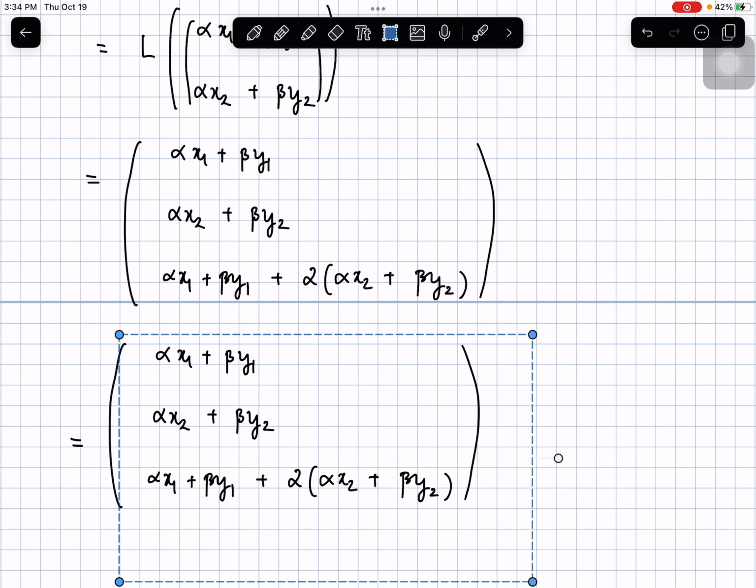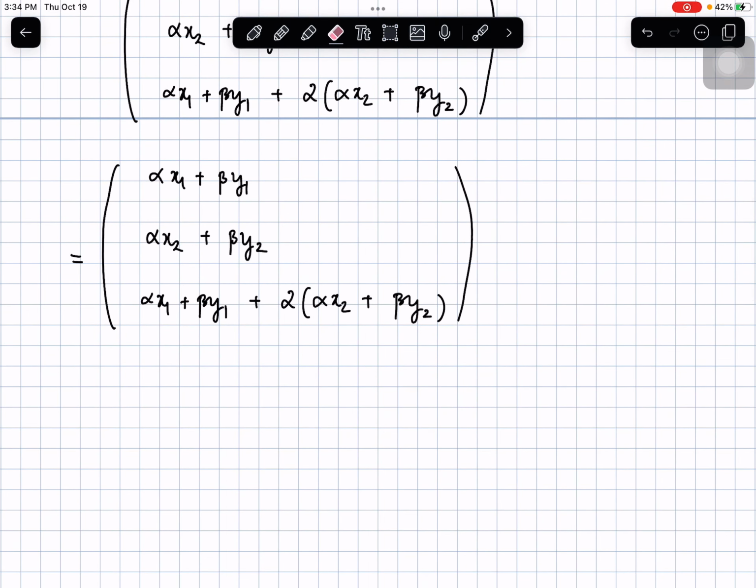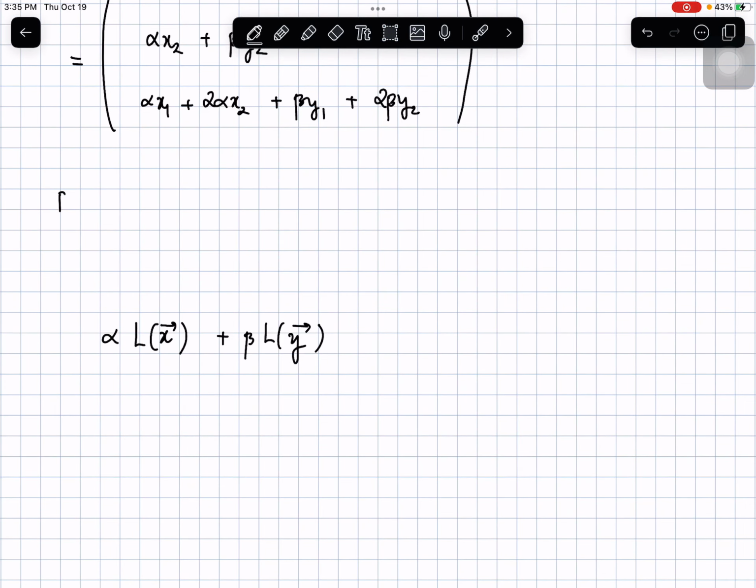Let's do one more step. So we get alpha x1 plus beta y1, alpha x2 plus beta y2, and the third entry alpha x1 plus 2 times alpha x2, plus beta y1 plus 2 times beta y2. Okay, let's stop here for the left hand side. Now the right hand side.